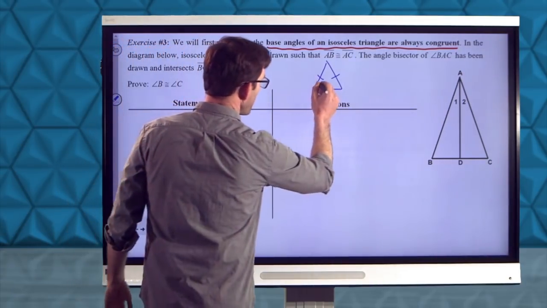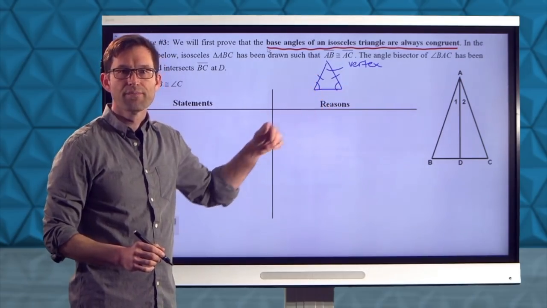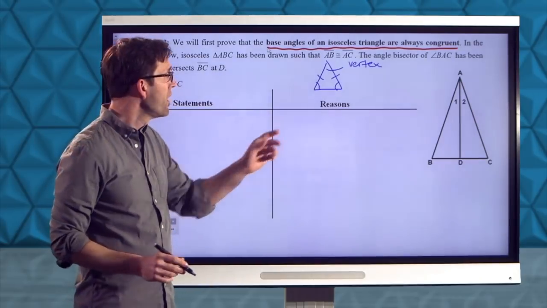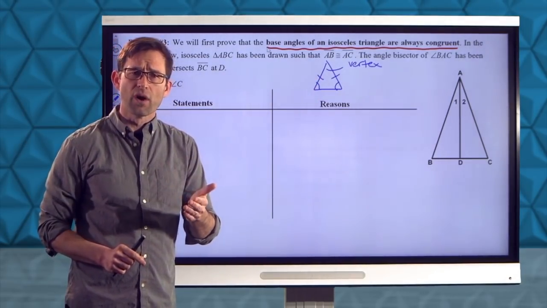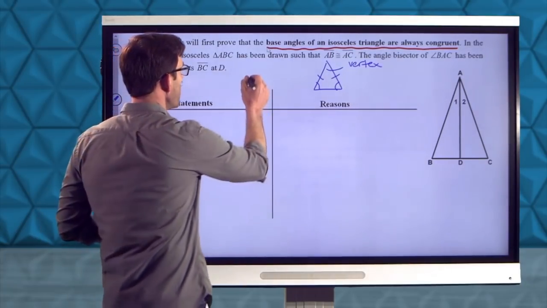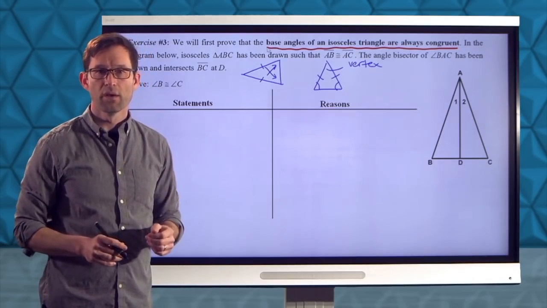The base angles would be these two angles. This angle up here is called the vertex angle, okay? But these two are the base angles. And essentially what we'd like to prove is that those two angles are congruent to each other. Specifically, though, even if the triangle isn't drawn this way, what we want to be able to say is if we know that two sides are equal on a triangle, then the angles that are opposite of those sides also have to be equal.